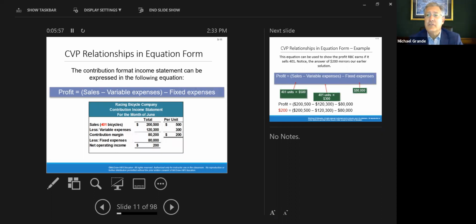The contribution format income statement can be expressed in the following equation. So I don't want to use the equation method. I want to work with the formula method. So we're going to skip ahead a little bit.